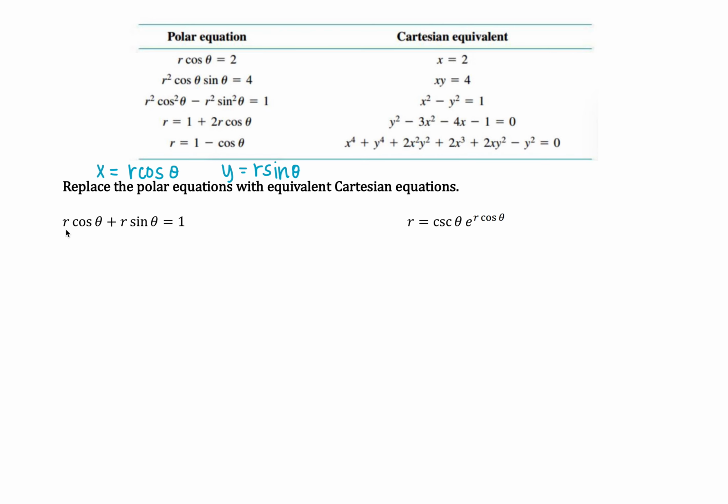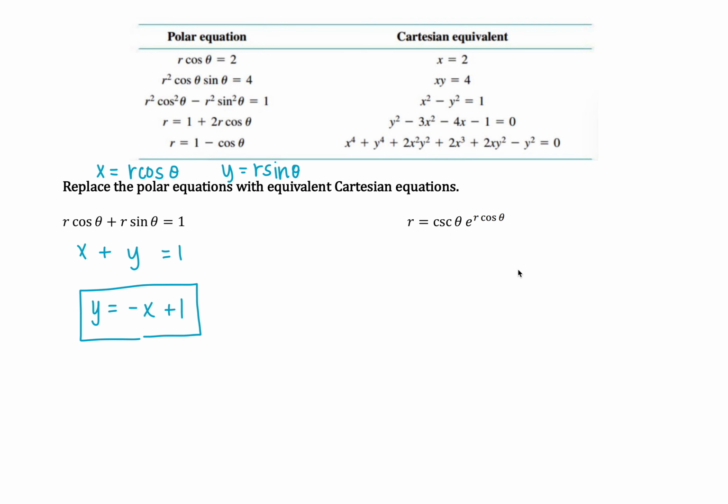So here we've got r cosine theta plus r sine theta equals 1. So just replacing, we have x plus y equals 1. And a lot of times it's going to be a straight line. A lot of times it'd be written like this: y is negative x plus 1. So it would be a straight line, slope of negative 1, y-intercept of 1 as well. And that's all you have to do there.